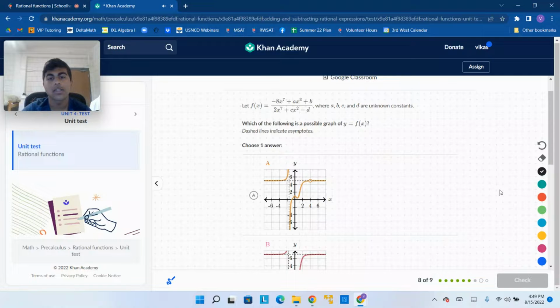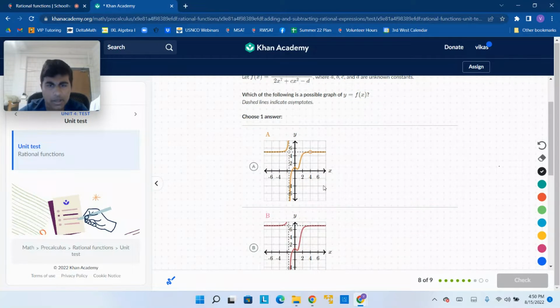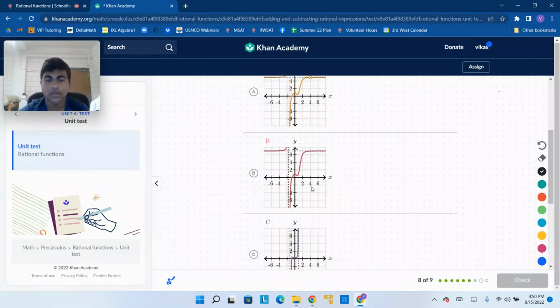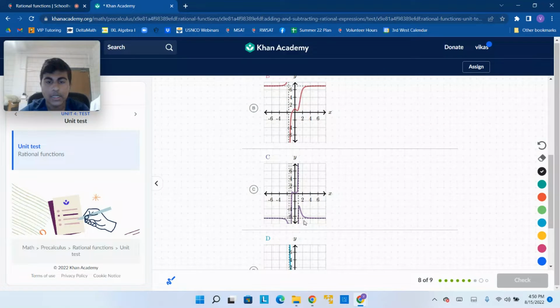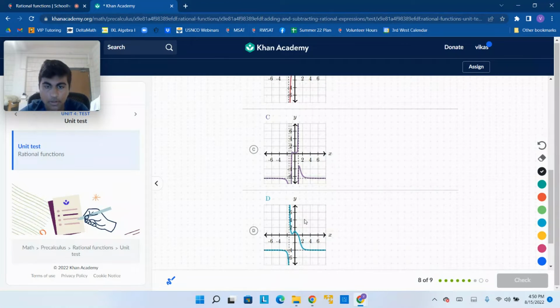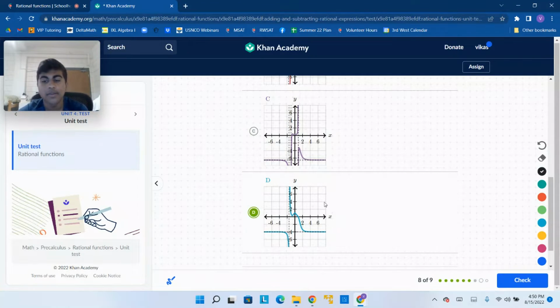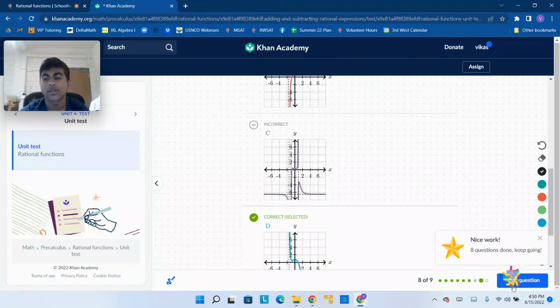Alright, f of x equals -8x to the 7th plus all that stuff over 2x to the 7th plus all that stuff. We're trying to find a possible graph. Well, let's see. We know that everything is going to converge to -4 when we go to infinity. So this goes to +5, so that doesn't work. That's positive something, no. This is negative something, that's not -4, so that doesn't work. This is -4, so this is going to be our answer.